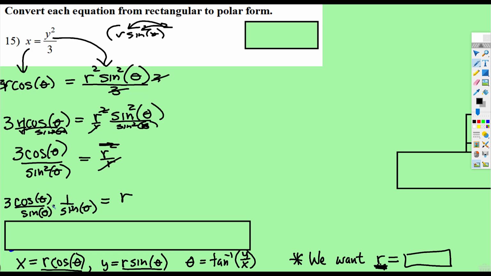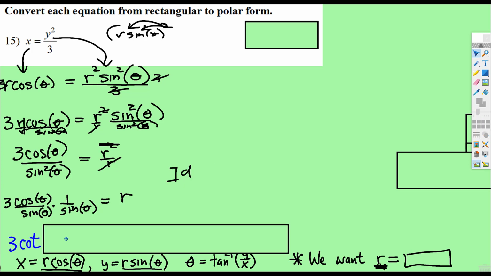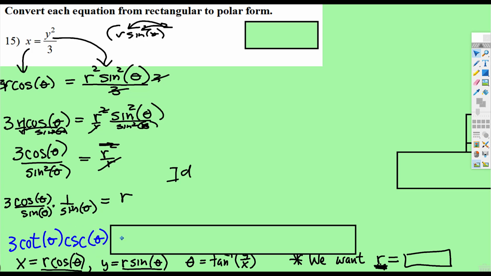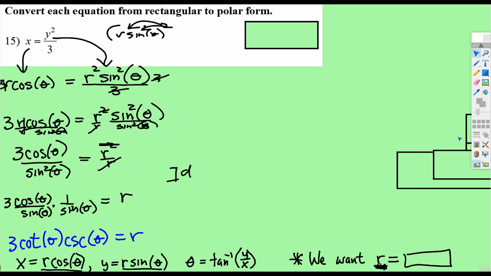Well, cosine over sine, if you look at your identity sheet, is the same as cotangent theta, and 1 over sine is the same as cosecant theta. And now what you have is r is equal to 3 cotangent theta cosecant theta. And now you've finished converting from rectangular to polar form.